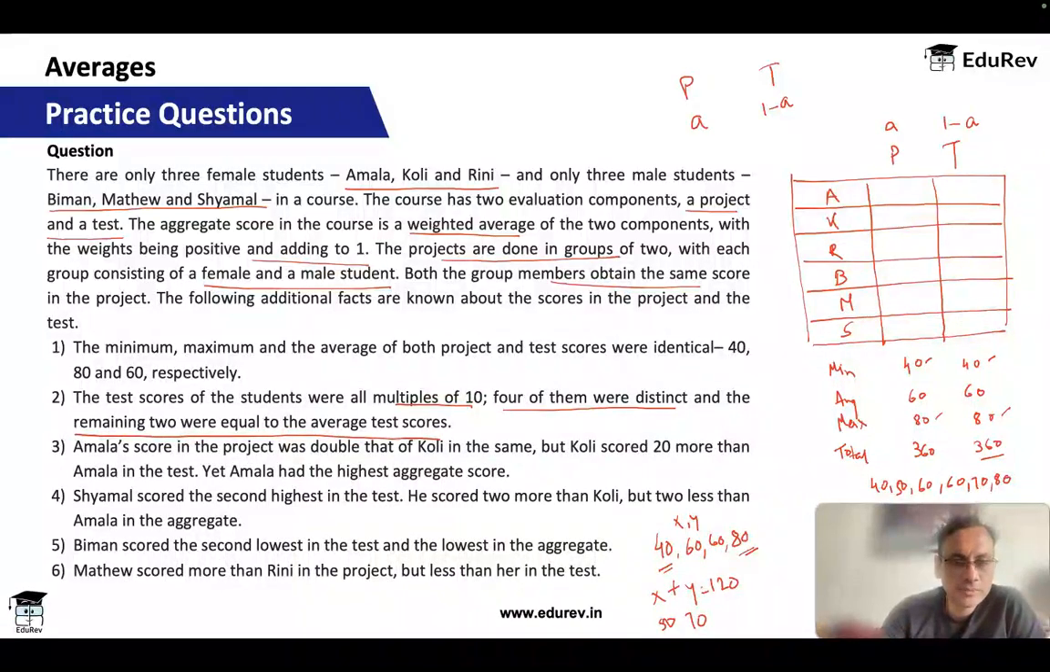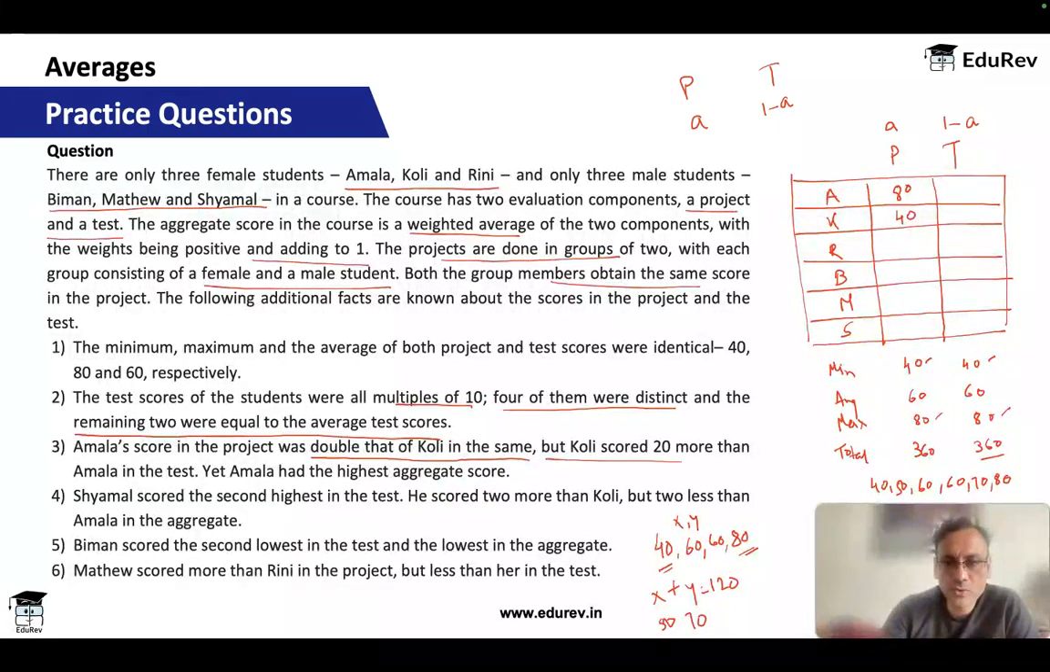Then Amla's score in the project was double that of Kohli. Now if you see, here also minimum and maximum is 40 and 80, and that is the only value that can be double, right? Because anything more than minimum, you can't have a double, because more than 40, 80 is the highest. So that obviously tells you that Amla's score in the project was 80 and Kohli was 40. Very simple.